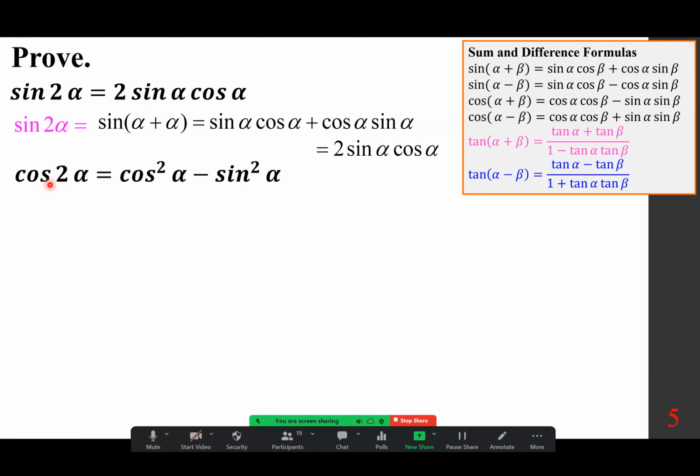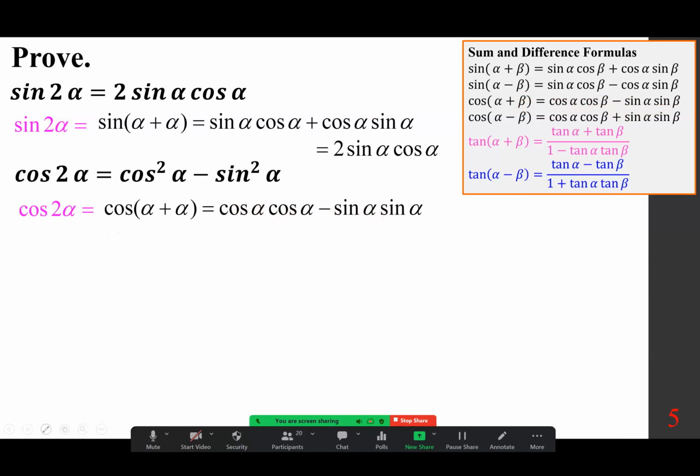We want to prove cosine of 2 alpha is cosine squared alpha minus sine squared alpha. So we write the same thing. Cosine of 2 alpha, we're going to write as cosine of alpha plus alpha, and we use this formula. If you change beta to alpha, you get cosine alpha cosine alpha minus sine alpha sine alpha. Okay, and this is cosine squared alpha minus sine squared alpha.